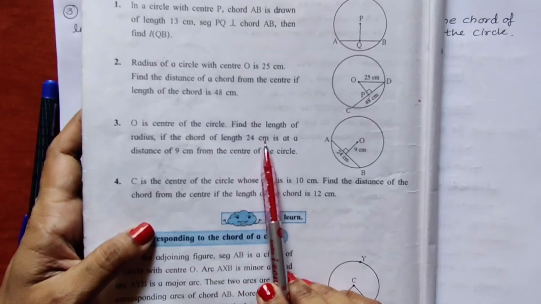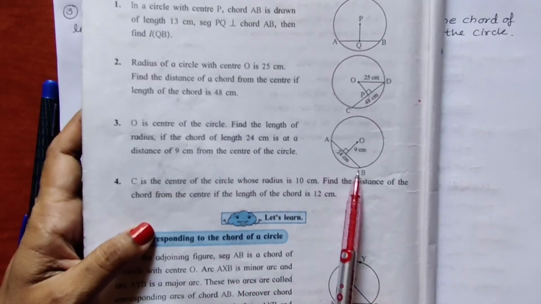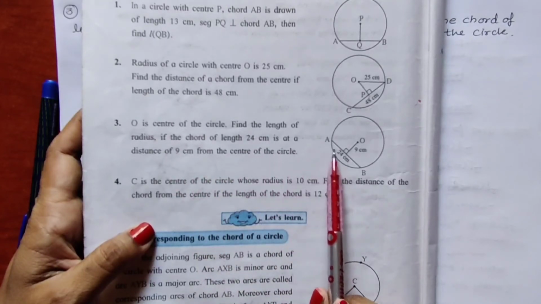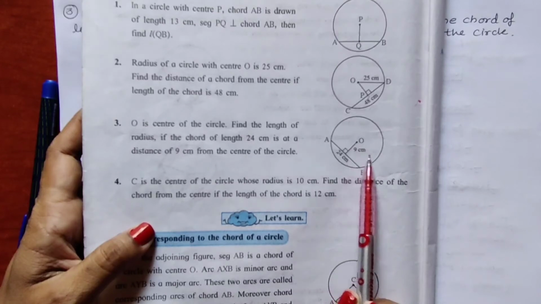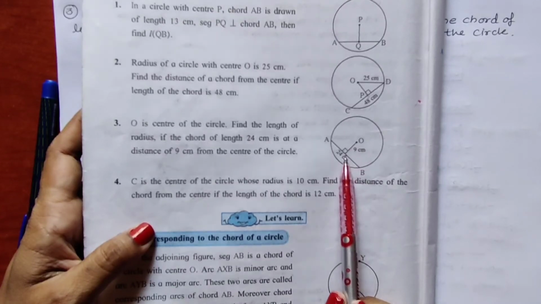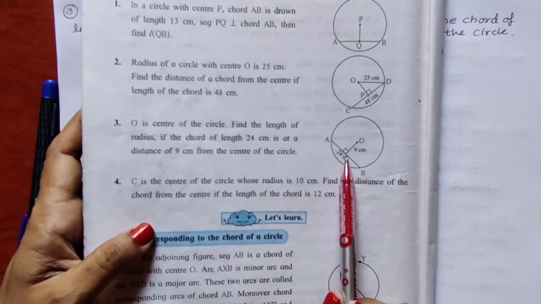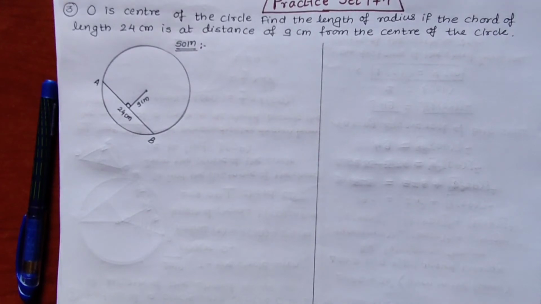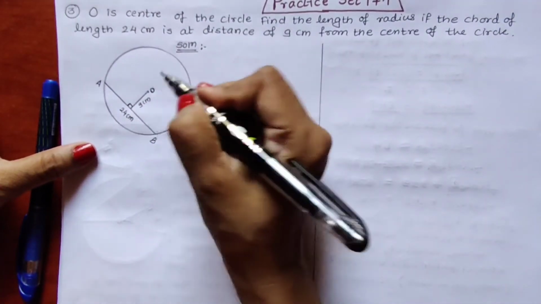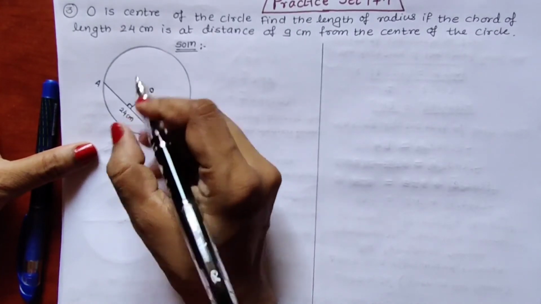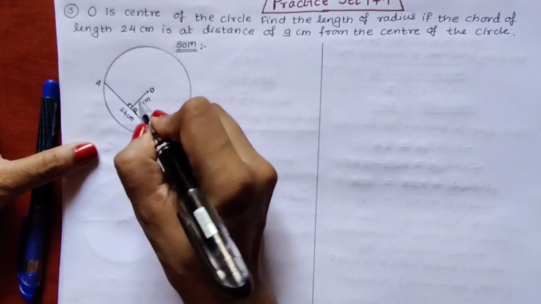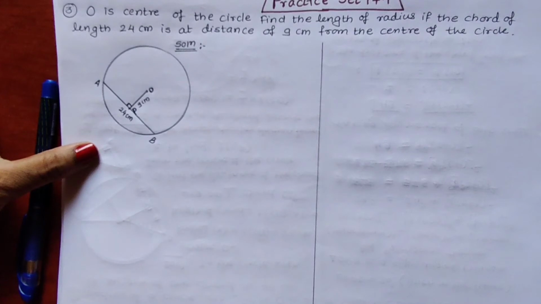Now, the chord of length 24 centimeter, so the length of this chord AB is 24 centimeter, is at a distance of 9 centimeter from the center of the circle. So the distance of the chord from the center is 9 centimeter. Here we have to write one point over; the point name is not written. So we will write the name of the point here and start our solution. As you can see, I have drawn the diagram. O is the center of the circle. Either I will write P only. So OP is the distance of the chord from the center of the circle.